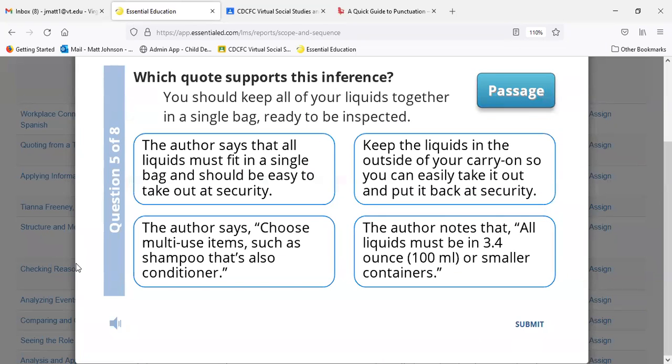So another inference: you should keep all of your liquids together. We've read this passage already once. Your liquids together in a single bag, ready to be inspected. So we are paraphrasing that information. Keep the liquids on the outside of your carry-on so you can easily take them out and put them back at security. Or the author says that all liquids must fit in a single bag and should be easy to take out at security. So A. I believe it is A.